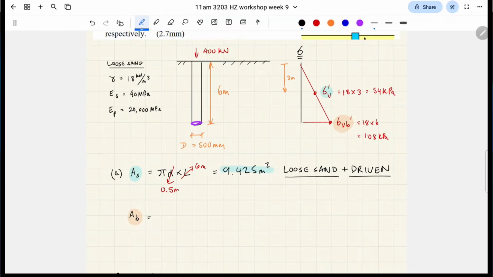Okay, so the area of the base, even easier. It's going to be pi on 4 d squared. That's the area of a circle, where d is 0.5. That's giving us 0.196 meters squared.